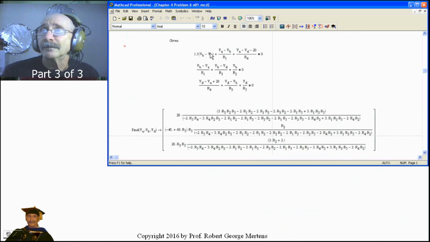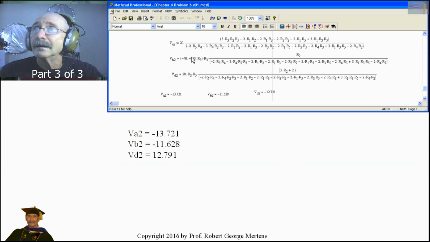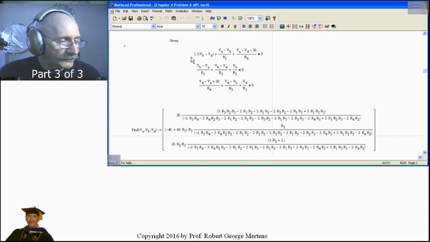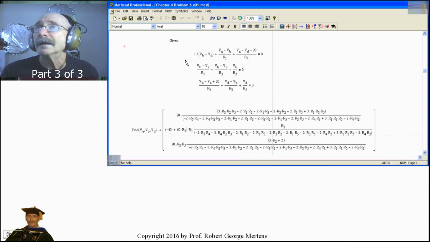So we did it in Mathcad. Here's our formula, and let's get our pen back. Here's our 1.5 V delta right here. VA minus VB, VA minus VD minus 20 over R4, and then VB minus VA over R1, and so on and so forth. So we have all our values in here. VD minus VA plus 20 over R4, VD minus VB over R3 plus VD over R5, and all that's equal to 0.